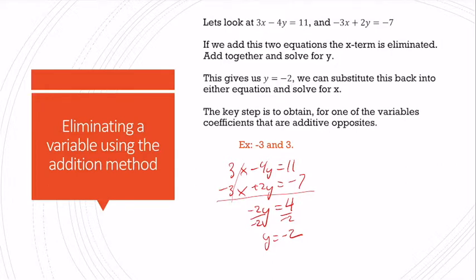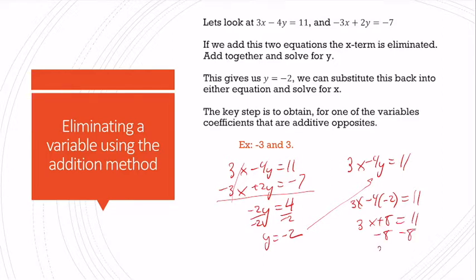to solve for x. So I have 3x minus 4y equals 11, so I'm going to plug in y equals negative 2. That gives me 3x minus 4 times negative 2 equals 11. I've got 3x plus 8 equals 11. Subtract 8 from both sides. 3x equals 3, and then x equals 1. This means the solution to the system of linear equations is the intersection of these two lines at the point when x is 1, y is negative 2.